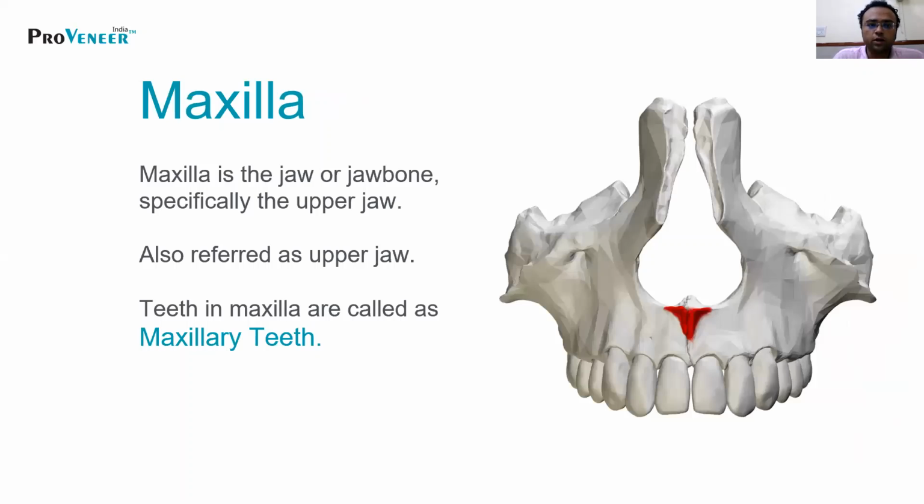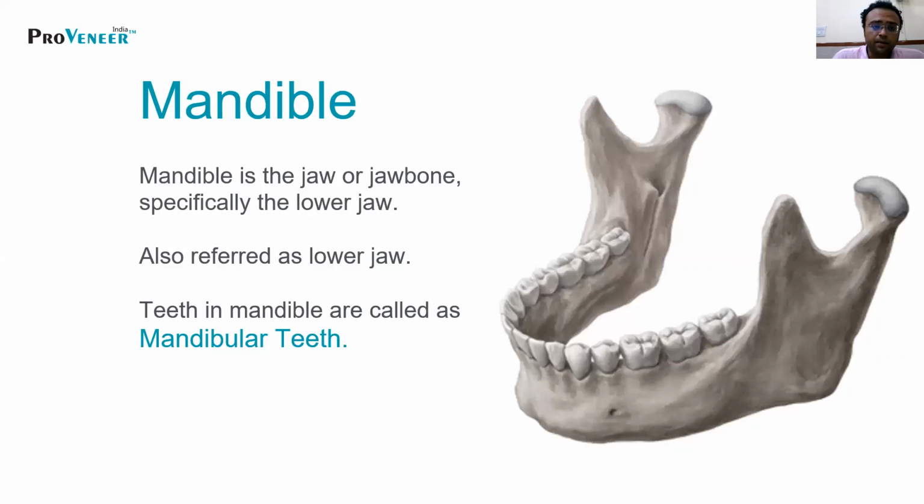First, we will be talking about the maxilla. Maxilla is the jawbone, specifically the upper jaw, and the teeth in the maxilla are called maxillary teeth. There are 16 teeth in the maxilla, with two pairs of incisors, two pairs of canines, four pairs of premolars, and six pairs of molars. Then the mandible. Mandible is the jawbone, specifically the lower jaw, and the teeth housed in the mandible are called mandibular teeth.